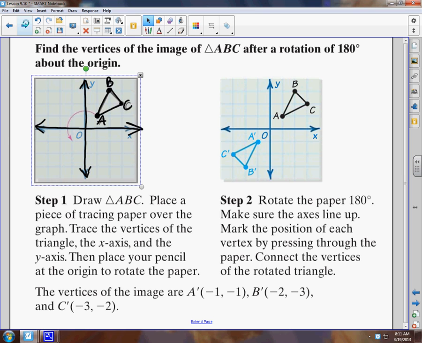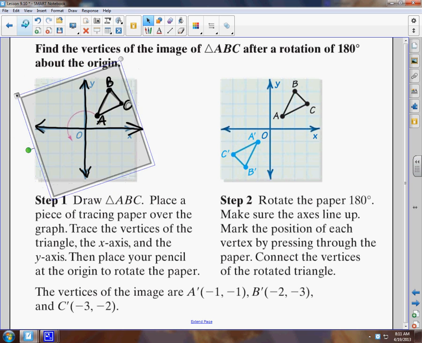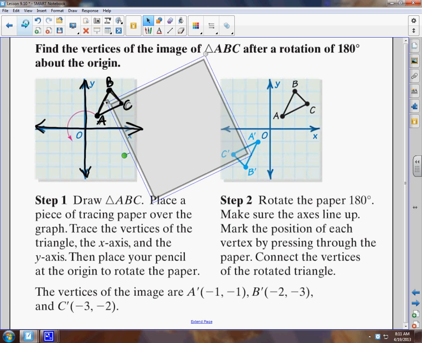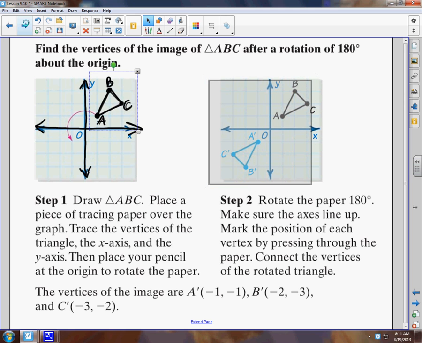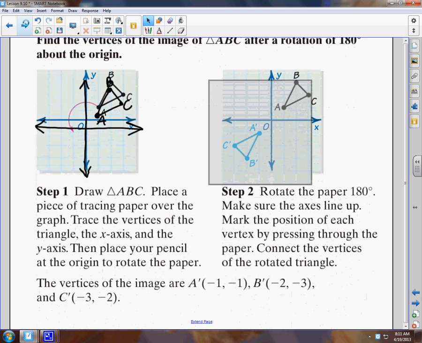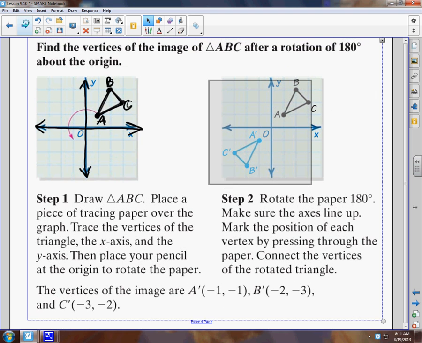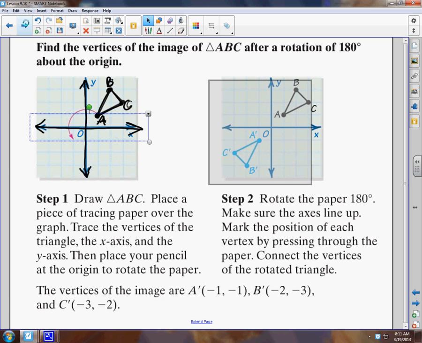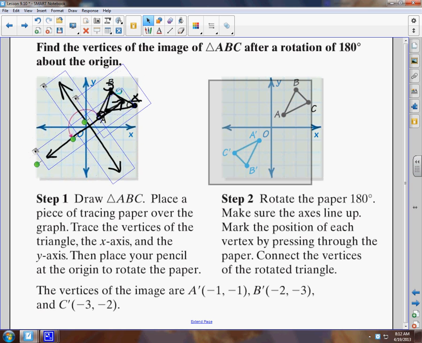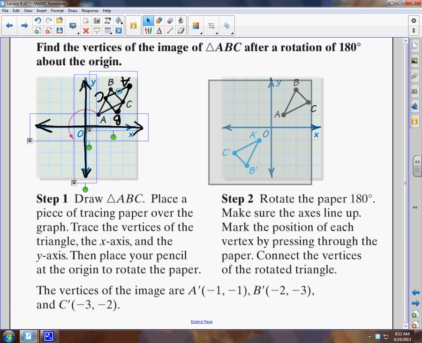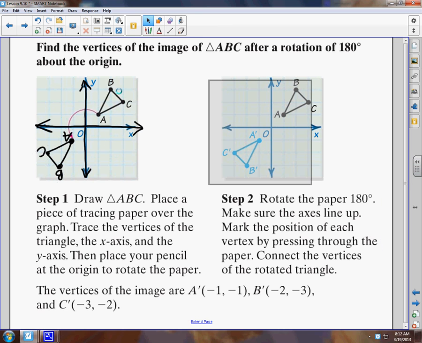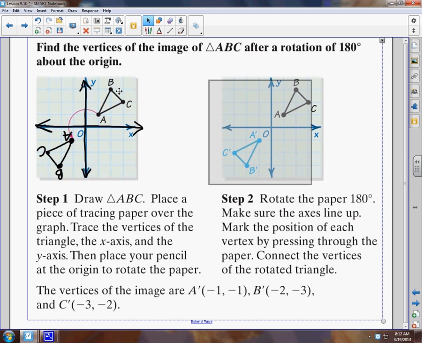So I'm going to take this paper and I'm going to rotate it 180 degrees. That is not working. So I'm going to do this. Okay, so I have my 3 things. And what you're going to do is rotate your paper around so that your X and Y axis line up, and then you can see that your new figure is in this bottom quadrant, quadrant 3.